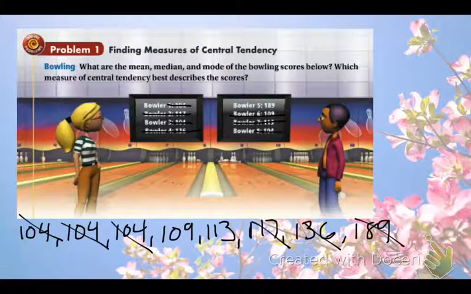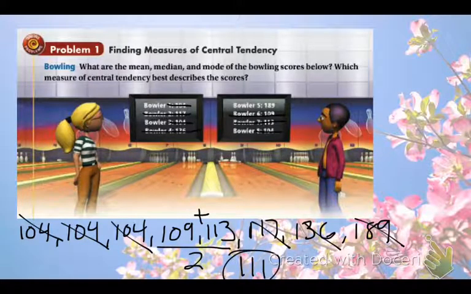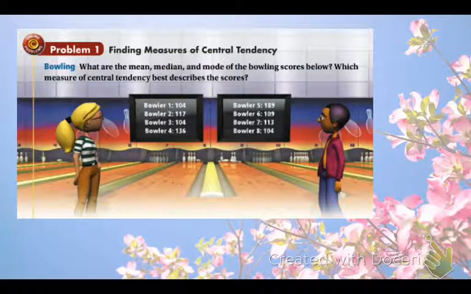When I have 2 middle numbers, or what appears to be 2 medians, I'm actually going to find the average. I'm going to add these 2 together and divide by 2 to find what is actually in the middle of my data set. So 109 plus 113 is 222, and when I divide that by 2, I get 111. So my median is 111. My mode is the number that occurs the most in my data set. The only number in this particular set that is repeated is 104, so that is my mode.